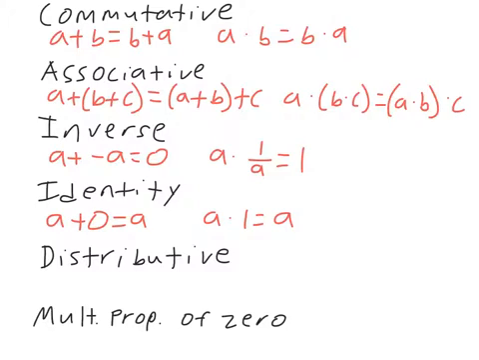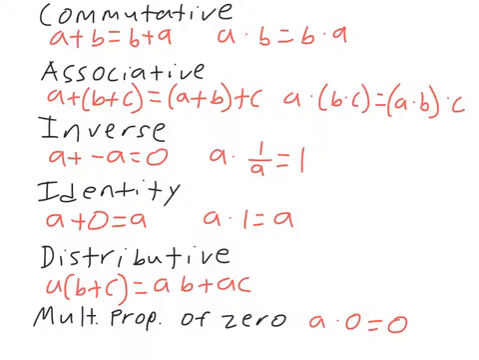The distributive property said if you had some number A and it was multiplying in parentheses some B plus C, then that's the same thing as saying A times B plus A times C. So you're distributing the A to both B and C. And finally, the multiplication property of 0 just said any number A times 0 equals 0. Alright, so those are the properties that we already know.